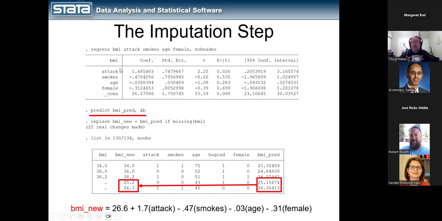After I fit the model for BMI, I'm then going to predict the values of BMI. I'm going to create a new variable called BMI underscore pred, predicted.